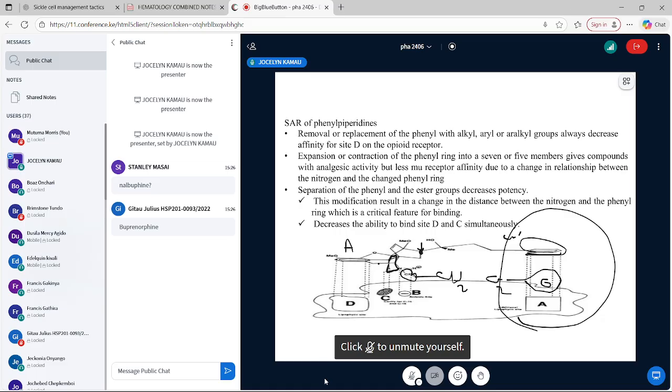The anionic site is called B. The hydrophobic site, which accommodates ring B and C, is called C. And the hydrophobic area, which accommodates a phenyl ring, is called D. So kindly note the difference, or the fact that they are named in an opposite manner.